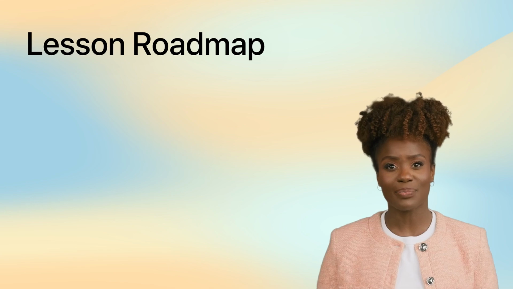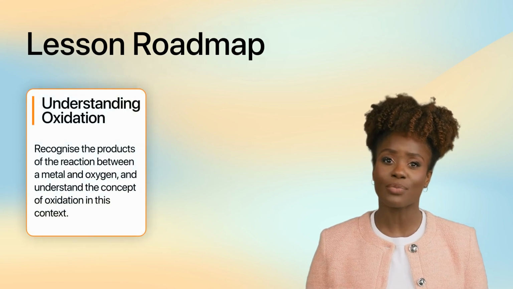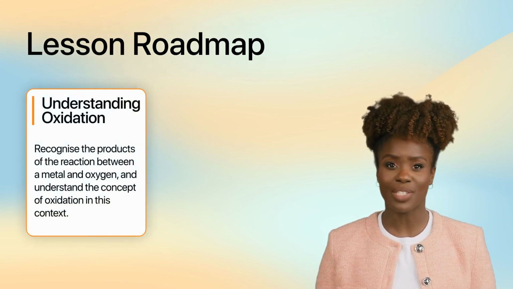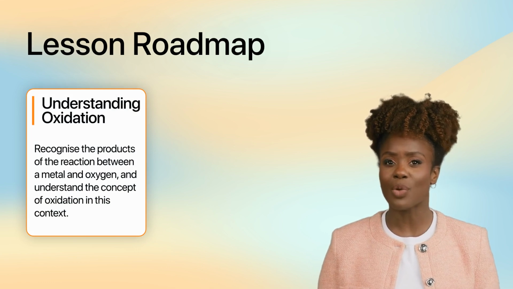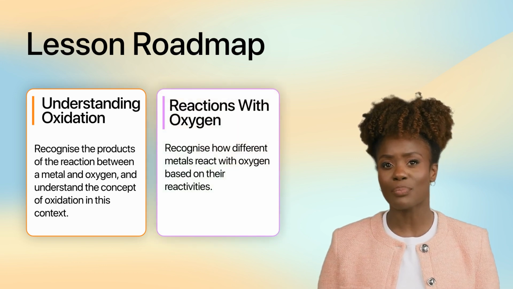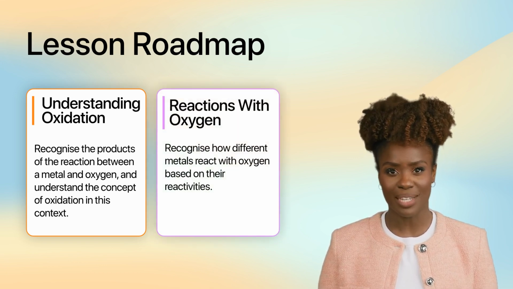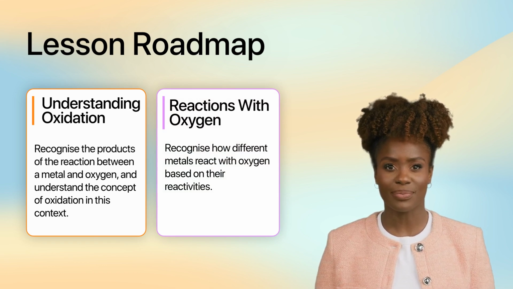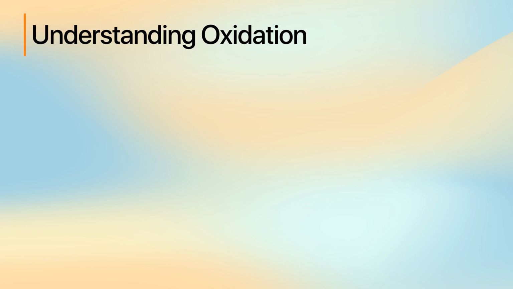In today's lesson, we will recognize the products of the reaction between a metal and oxygen and understand the concept of oxidation in this context. We will also recognize how different metals react with oxygen based on their reactivities. Let's delve into the main concepts of today's lesson about the reactions between metals and oxygen.